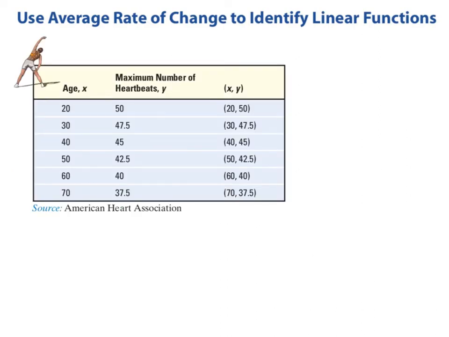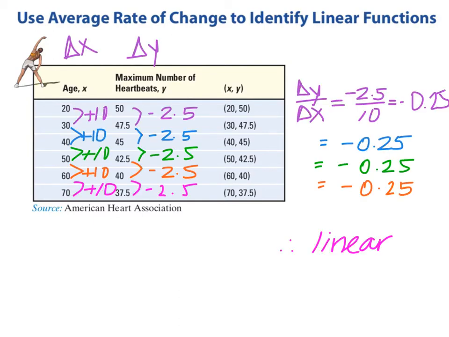And our second data table here represents the maximum number of heartbeats that a healthy individual should have during a 15-second interval of time while exercising for different ages. So our x is our age, and y is our maximum number of heartbeats. I'm going to do the same thing and analyze delta y over delta x and see if we have a linear or nonlinear function. All of my delta y's in this set are a negative 2.5, and all of my delta x's are a positive 10. So negative 2.5 divided by 10 is negative 0.25, which would be the slope for this linear data set.